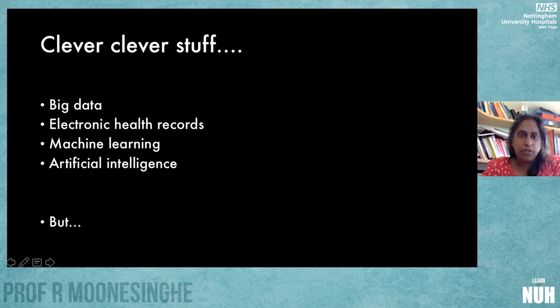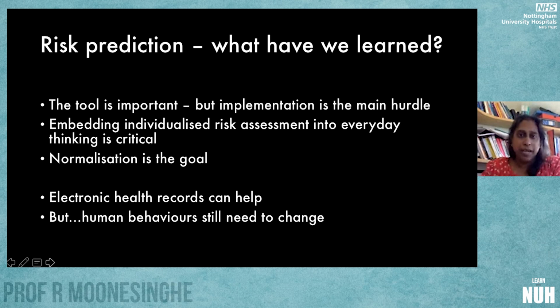So we've got some clever stuff on the horizon. Everyone's talking about big data, electronic health records, machine learning, artificial intelligence. You know, these are all big steps forward, but in the end, the tool is important, but implementation is the main hurdle. And I think embedding individualised risk assessment into what we do every day, making it as routine as the capnograph for a perioperative anaesthetic, is absolutely critical, and that's the normalisation goal. So electronic records will help, undoubtedly, but I think it's human behaviours really that still need to change, and maybe we can focus on that in discussion now.